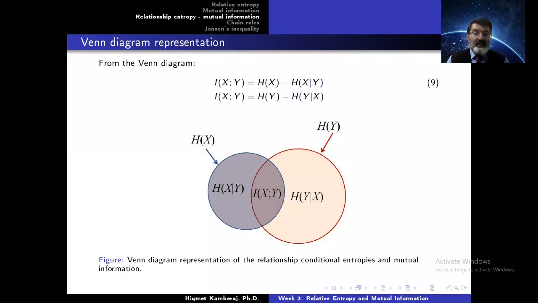I could demonstrate this as a Venn diagram. On this Venn diagram I have shown, circled in blue, the H of x, and what is circled in red is H of y. What is shown here as a shaded area in gray gives me H of x given y, and what is shaded in yellow gives me H of y given x. Then what is shaded in brown gives me the mutual information between x and y.